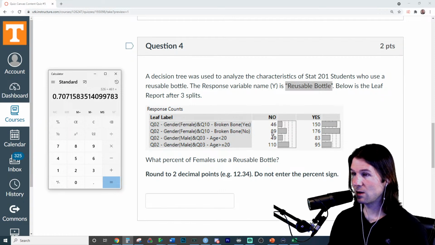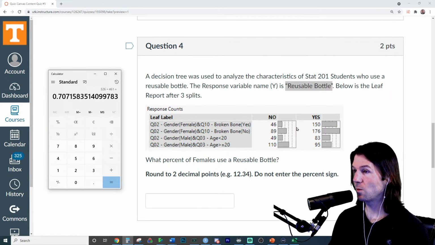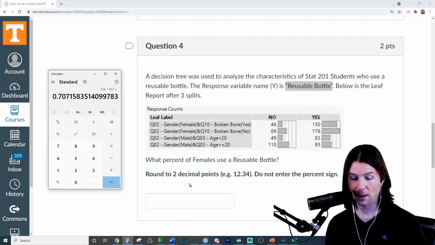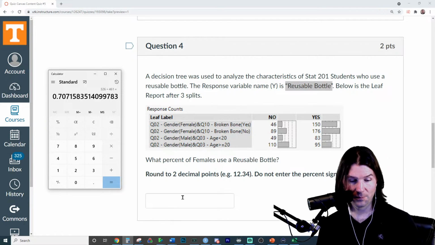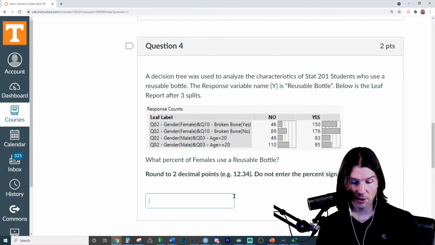This is, I do not use a reusable bottle. I am female and I have not broken a bone. This is, I do use a reusable bottle. I am female and I have not broken a bone. So all of these people are female. And with that, we see these are the ones who use a reusable bottle. And the answer is 0.707. So it wants it as a percent to 2 decimals.